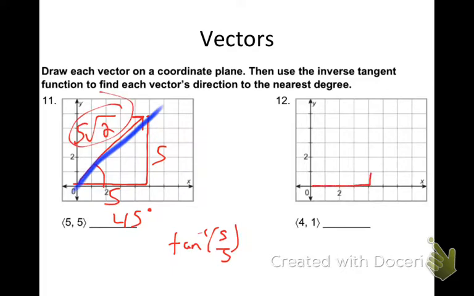Number 12, I have 4, 1. I have 4, I have 1. There's my vector. What is it to the nearest degree, Mr. Bennis? 14 degrees. And again, that would be tangent inverse of 1 over 4. Nice job. Did anybody find the distance or the magnitude on this one? Mr. Wall? 4.1. It was about 4.1.